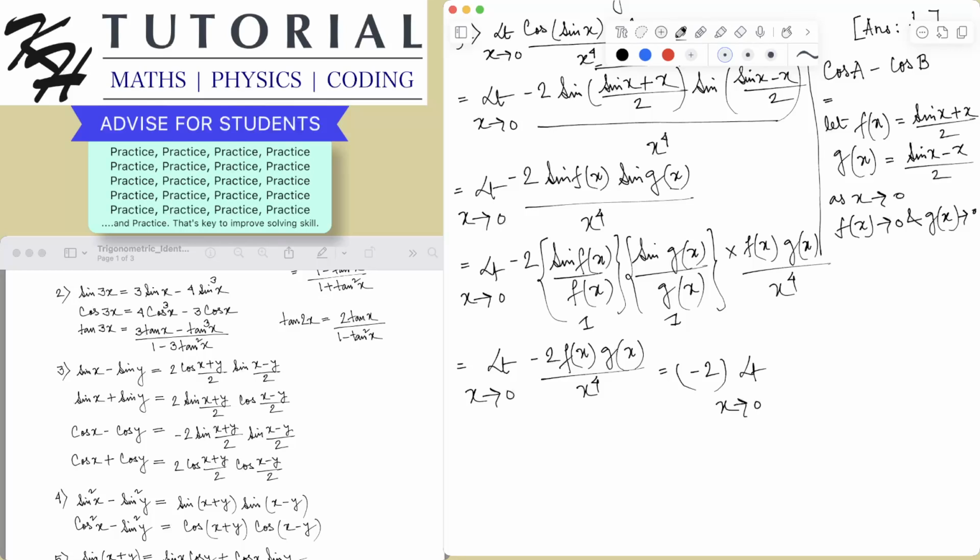What is f(x)? f(x) is sin x plus x by 2 and g(x) is sin x minus x by 2, and we have all divided by x to the power 4.